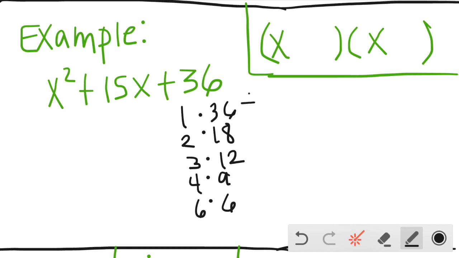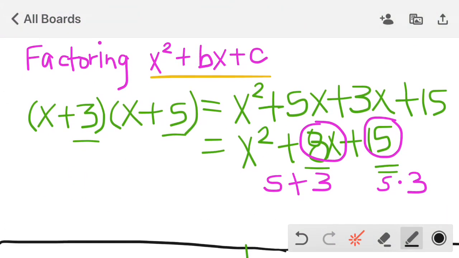Now let's check if the sum of each pair will be 15. Definitely not this. Not this. I see. A 3 and a 12 definitely adds up to a 15. Alright, let's go on ahead and think about this. In our previous example, 5 and 3, right here, summed up to 8, multiplied to 15. And they were placed in the corresponding sections or areas.